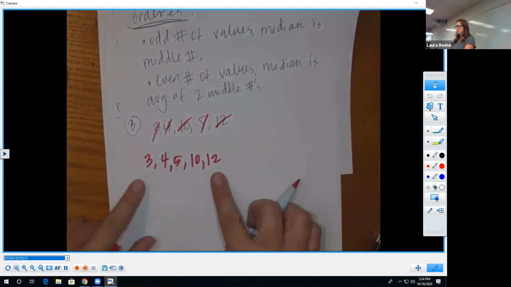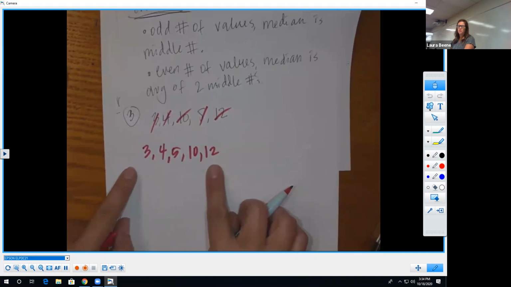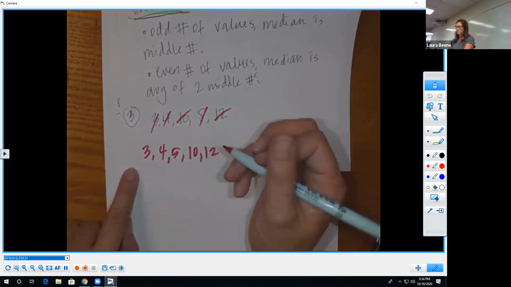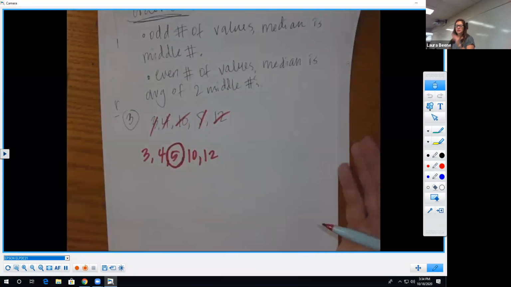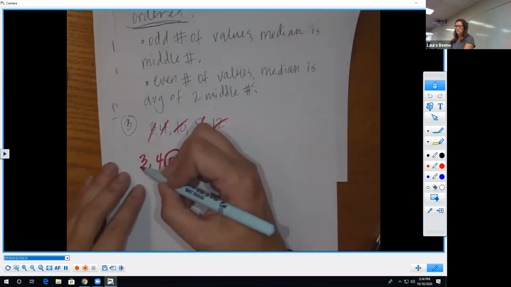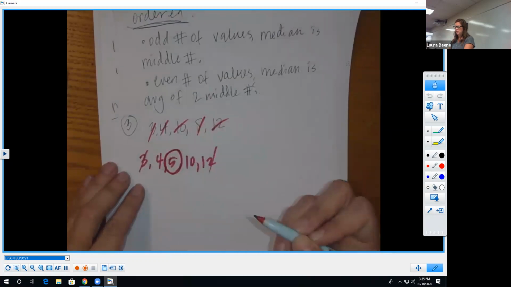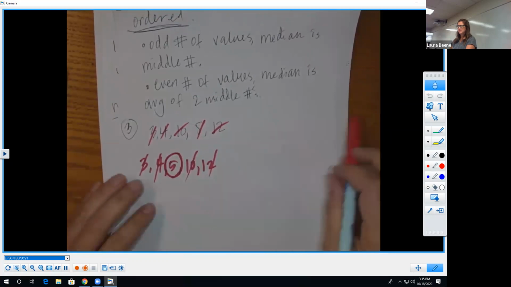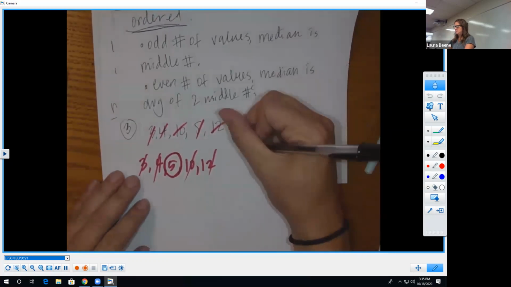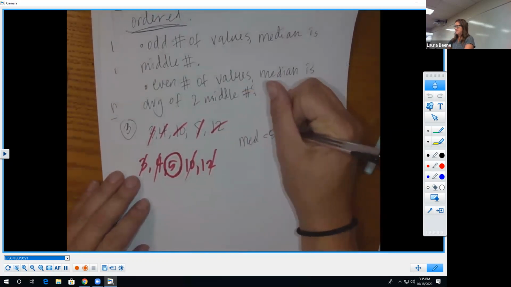Okay, so here's my set of data. Once I order it, my middle number, you can see just by looking at it that the middle number here is 5. If it's a huge set of data and you don't know what the middle number is, you can cross them off one at a time, one from each end, one from each end, until you get down to the middle number. So in this case, the median is 5.